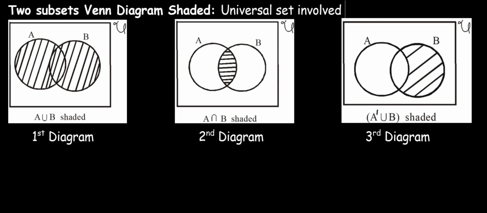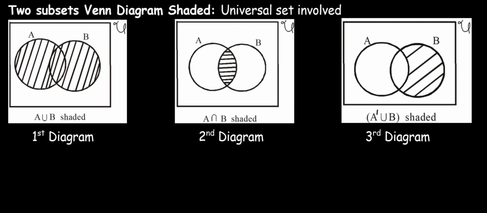Now, the third diagram there shows us A prime or A complement intersection B shaded. What is shaded there is only the B aspect of it, without A. Here we can say B only shaded.